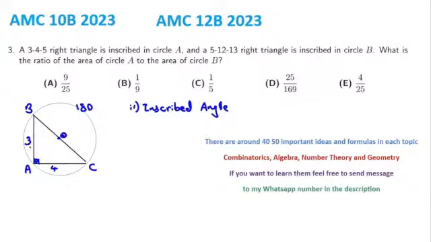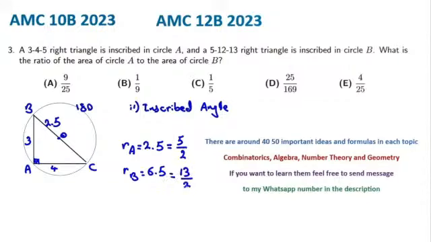So this one is center O. It is 3, 4, 5, so the diameter is 5, and the radius is half of that, 2.5. So we can conclude RA equals 2.5. Similarly here, the hypotenuse is 13, so the diameter is 13. So RB is 13 over 2, which is 6.5. So here we can also write it as 5 over 2 and 13 over 2.